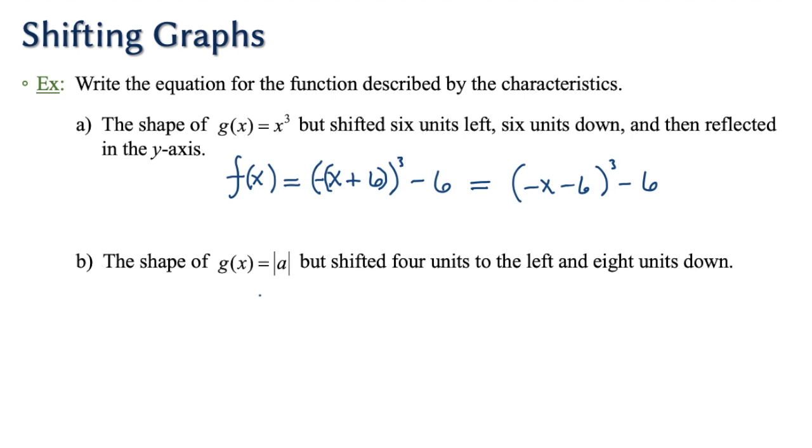All right, let's try one more with a new parent function, the absolute value. Right, so in this case we'll make it kind of in general. We'll just put an a in there. But again, we want to shift 4 units to the left and then 8 units down. So again, we'll give our function a brand new name. I'll call it f of x. On the inside, we're going to go ahead and add 4 to move it 4 left. And on the outside, we're going to subtract 8 to shift down 8.